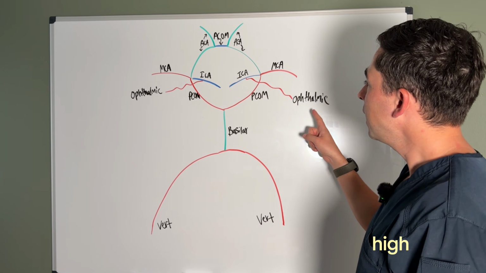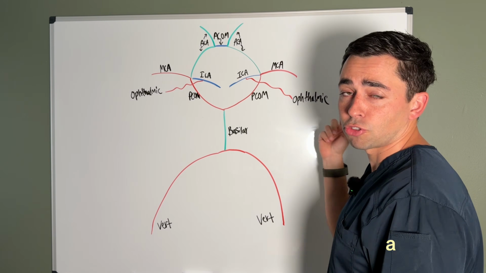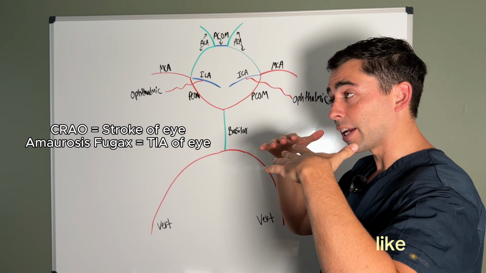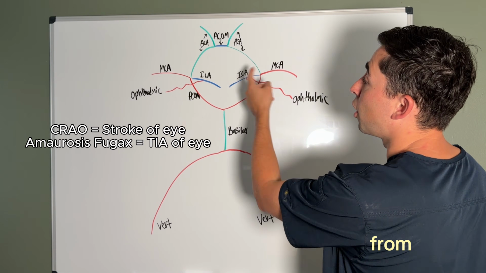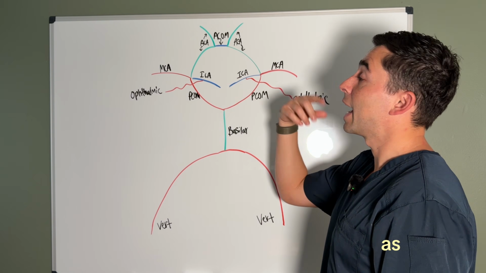And so the high yield key point for the ophthalmic artery is that this can pretty much cause a stroke of the eye. Amaurosis fugax, which is a curtain-like vision deficit, is caused by a blood clot to the ophthalmic artery from carotid disease. So if someone has that, you need to treat that carotid as symptomatic.